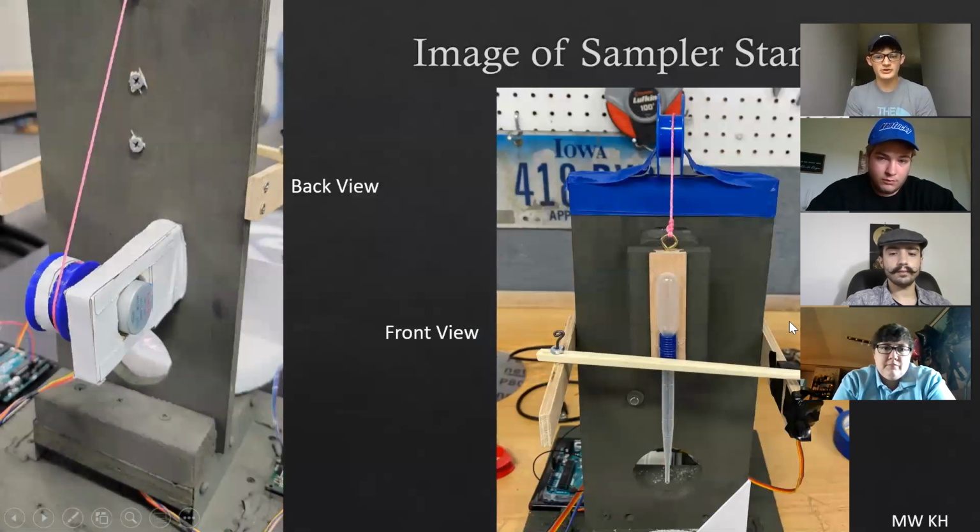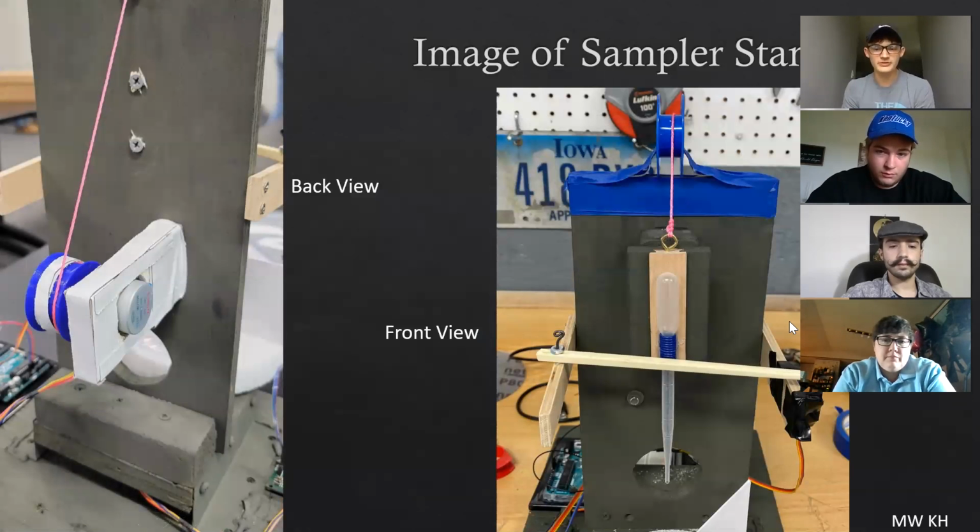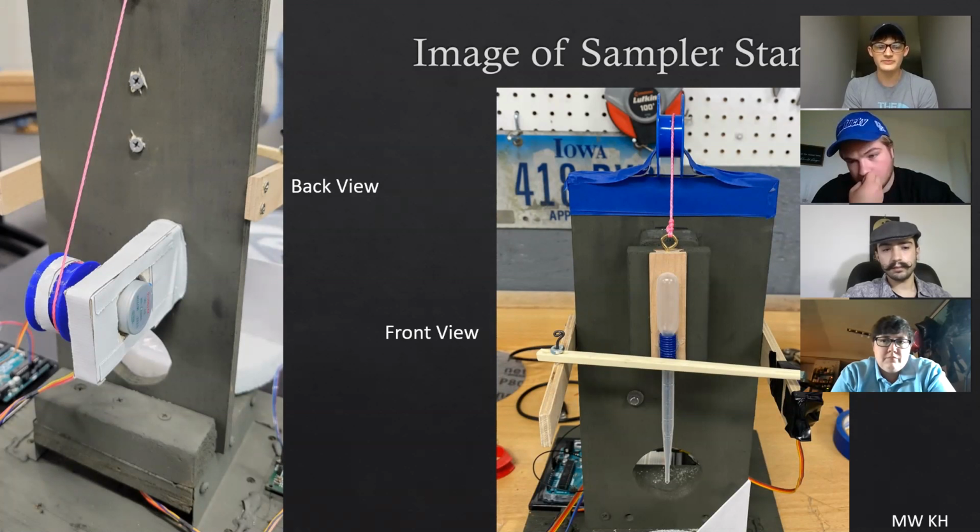This is our final project. It looks a little bit different than the CAD model, but it's very, very close. We 3D printed the spool for the motor on the back to move up and down, and we had to use a spool for the top so that it would slide to get rid of friction.